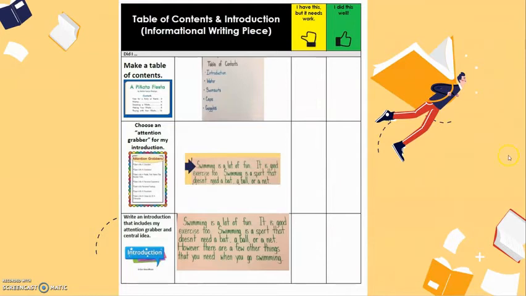Now, let's look at your checklist for today. First, you're going to make a table of contents. Here's my table of contents. Then, you're going to choose an attention grabber for your introduction. I chose, again, to write about how I feel about swimming. There's my opinion. Swimming is a lot of fun, and then I have a fact. It is good exercise too. Swimming is a sport that doesn't need a ball, a bat, or a net. Then write your introduction that includes your attention grabber and central idea.